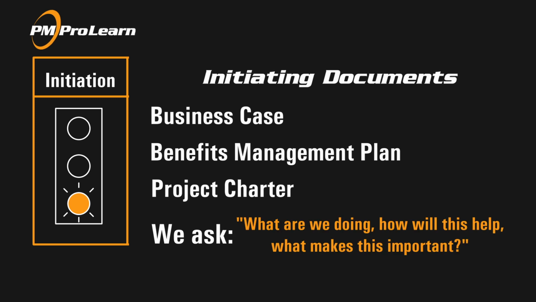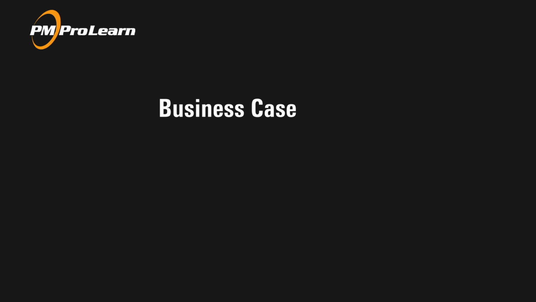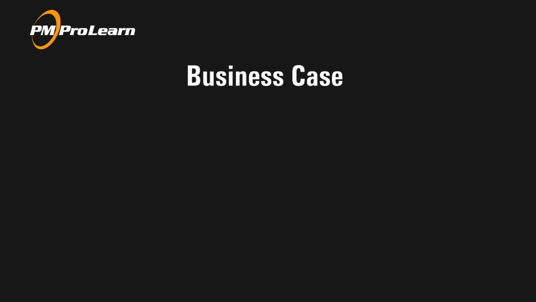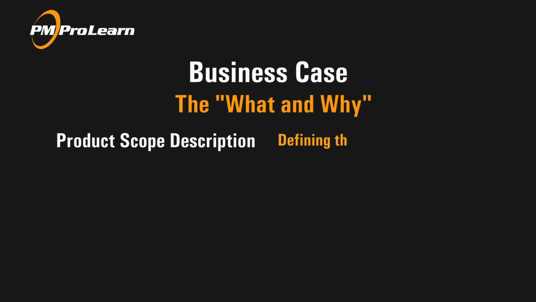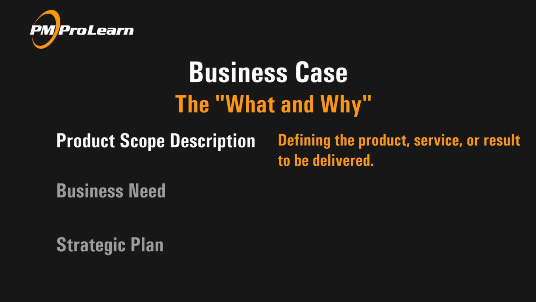One document that we can use to initiate is the business case. The business case is created at the organizational level and clarifies what and why for your project's existence. Every case should have a product scope description. That is what we are creating. However, just because we know what we want to create, we should also know why we want to do it. This is where the business need and strategic plan are also included in the case.